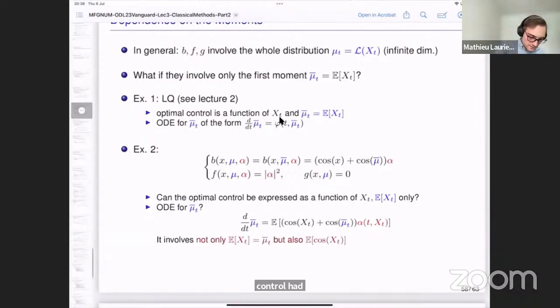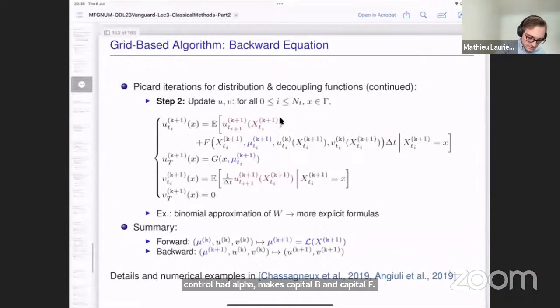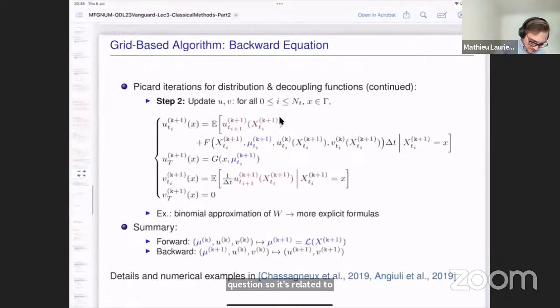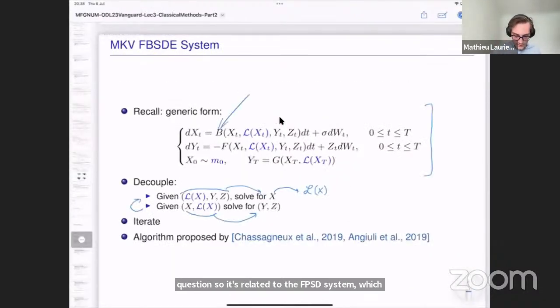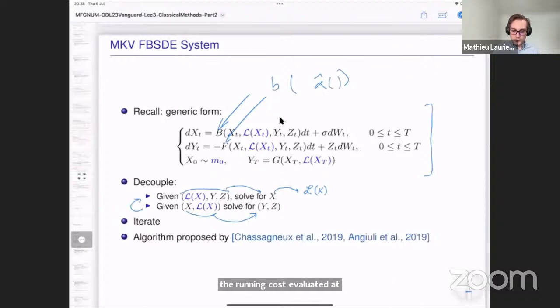Let me answer right now since I read the question. It's related to the FBSDE system, which should be somewhere here. We have this capital B, capital F, which implicitly correspond to B evaluated at alpha hat, and also the running cost evaluated at alpha hat. So one question is, what do we need on B?